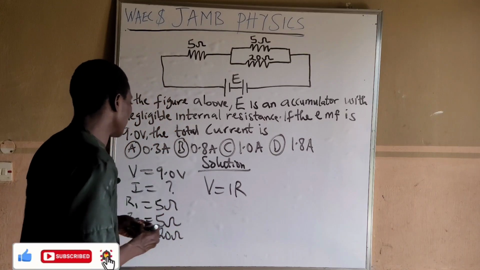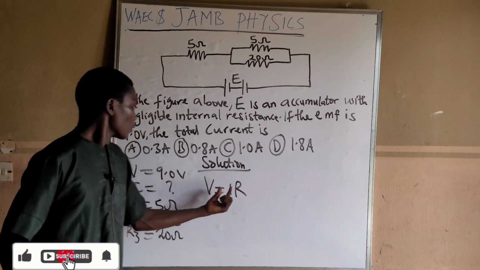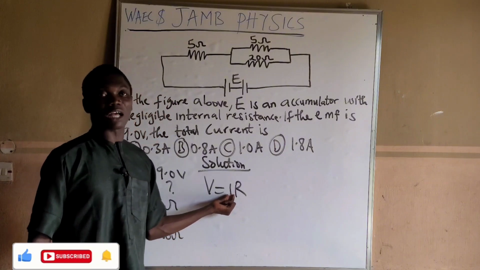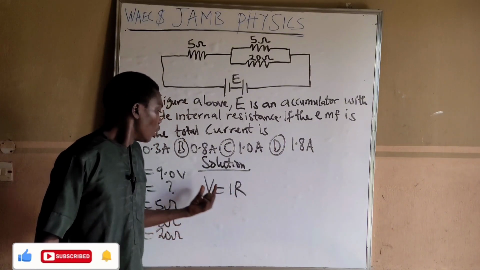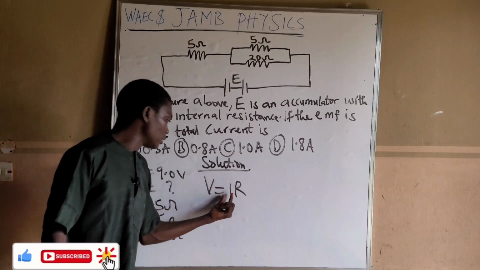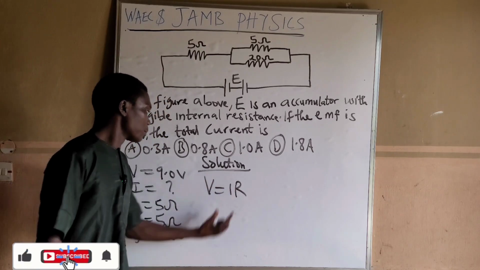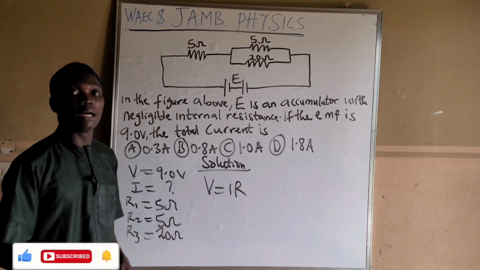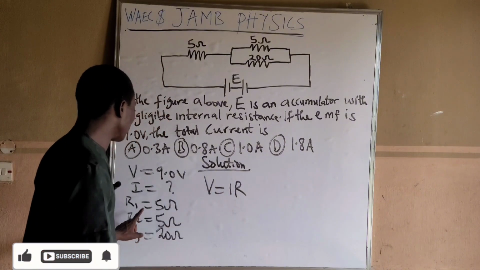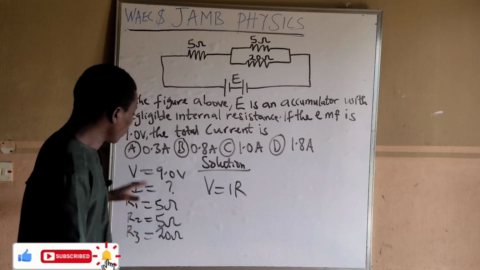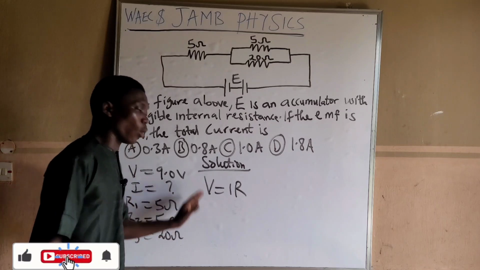Now, if you check, you will see that we have V, which is this. I is what we have to calculate, and R is our resistor, which is what we need to know. We already know the voltage. In this case, we're given 3 resistors, so we don't have to be using them one after the other.